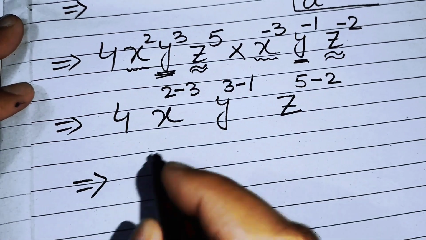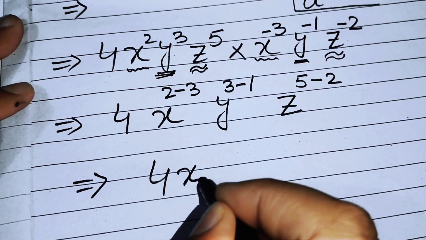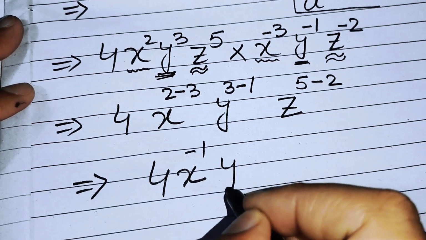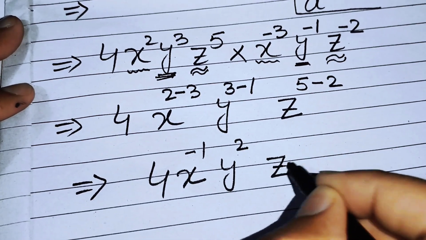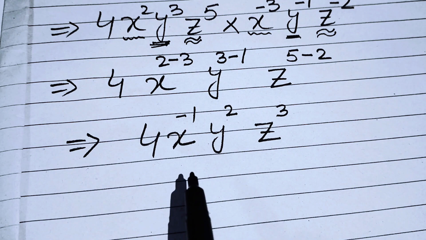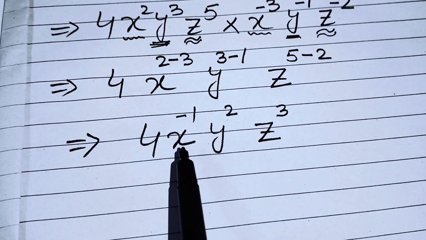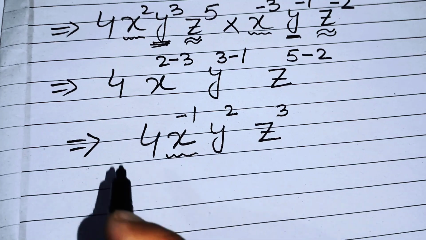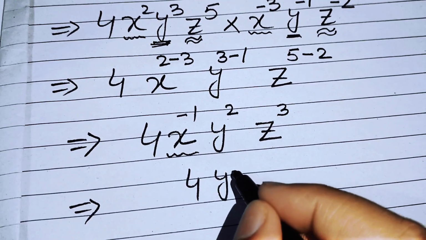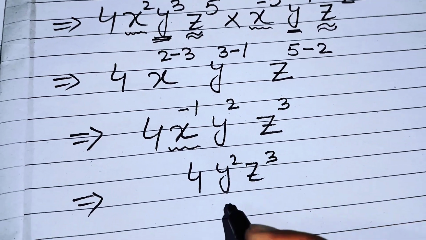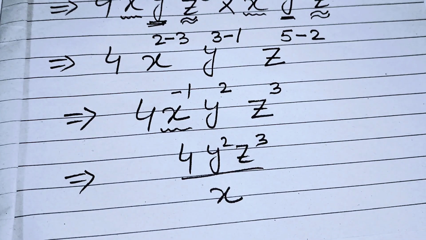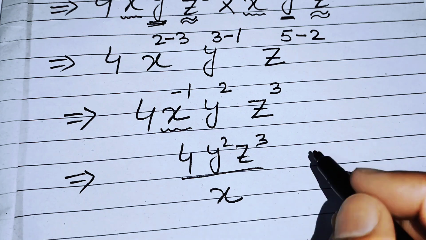Now we can simplify these terms. It will become 4 times x to the power of minus 1, y to the power of 2 and z to the power of 3. Now we can move the term whose exponent is negative into the denominator, so it will become 4 times y squared z cubed over x. So this is our required simplified or lowest form, and this is our final answer.